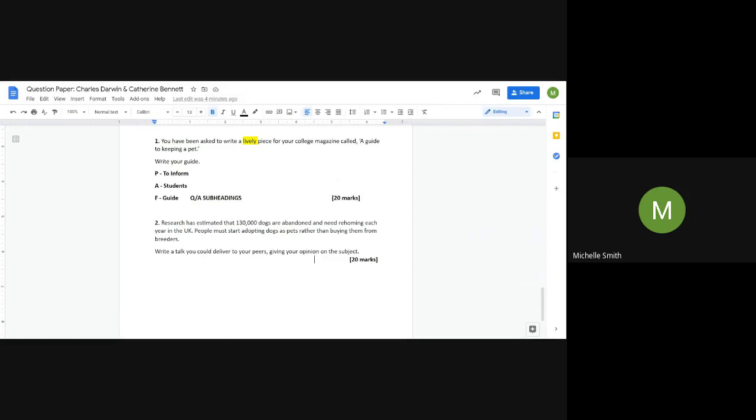Okay, let's have a look at the second question. Research has estimated that 130,000 dogs are abandoned and need rehoming each year in the UK. People must start adopting dogs as pets rather than buying them from breeders. Okay, and then your task is here. Write a talk you could deliver to your peers, giving your opinions on the subject.